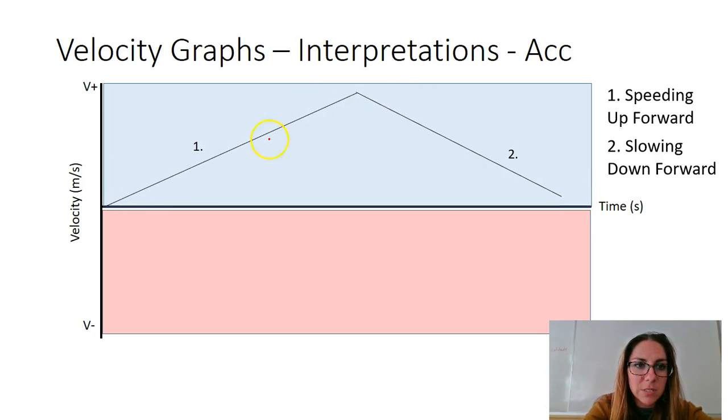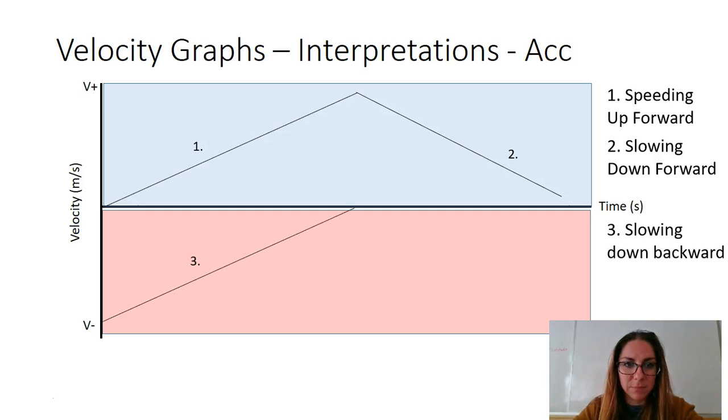This first one, number 1, can represent a car at rest and then going. You're at a stoplight, you're waiting for it to turn, and then it turns, you step on the gas pedal. That's what your graph would look like with constant acceleration. Slowing down forward, you could be moving toward a stoplight because it's red and you need to stop. So you're moving forward, but you're slowing down. That's an interesting perspective there.